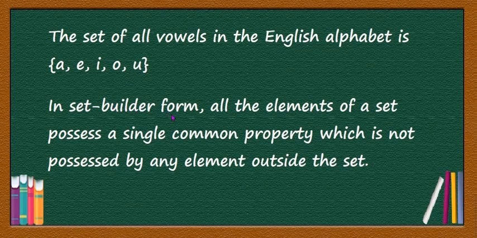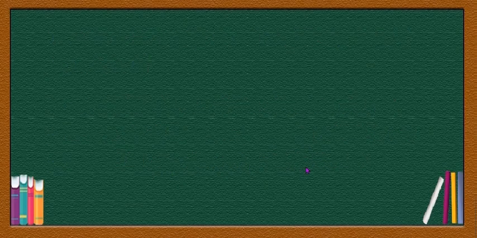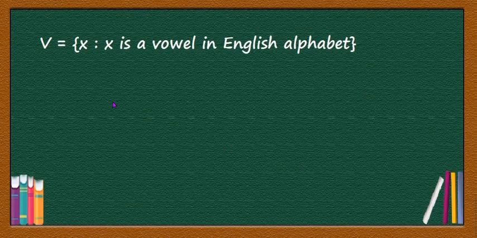In set builder form, all the elements of a set possess a single common property which is not possessed by any element outside the set. The same set {a, e, i, o, u} can be written in the set builder form like this: V = {x : x is a vowel in the English alphabet}.